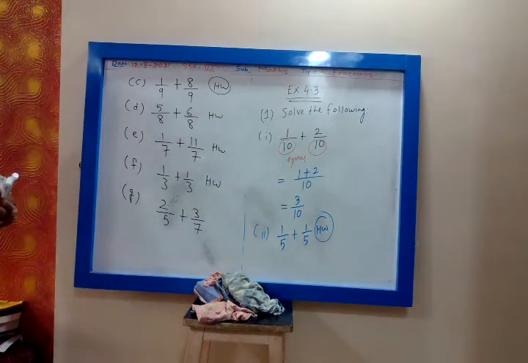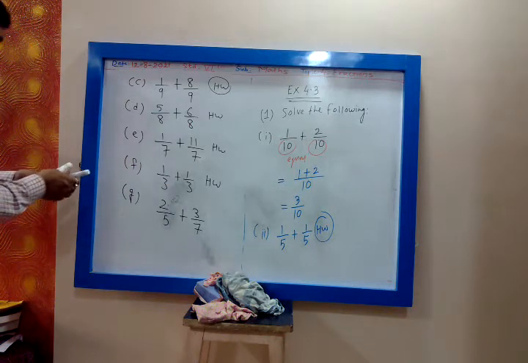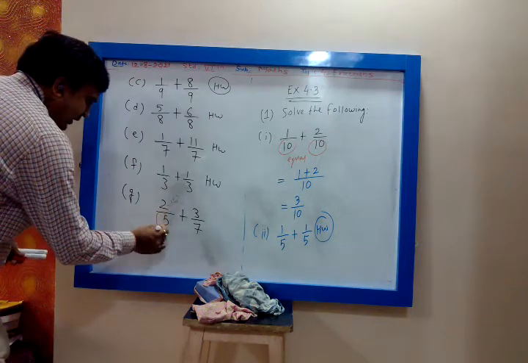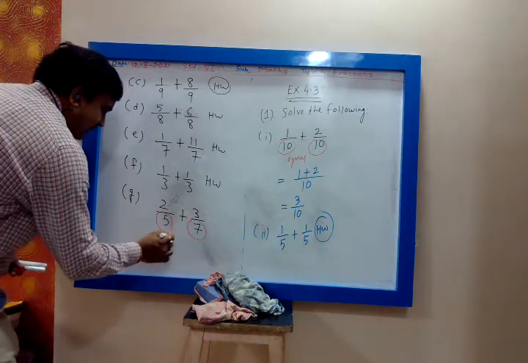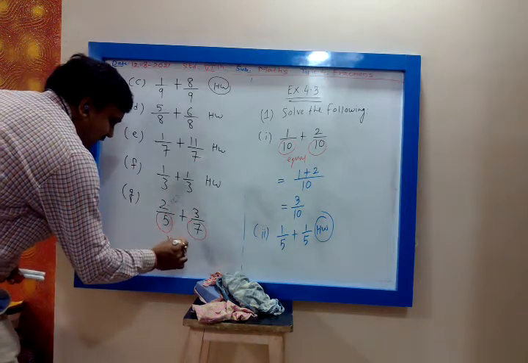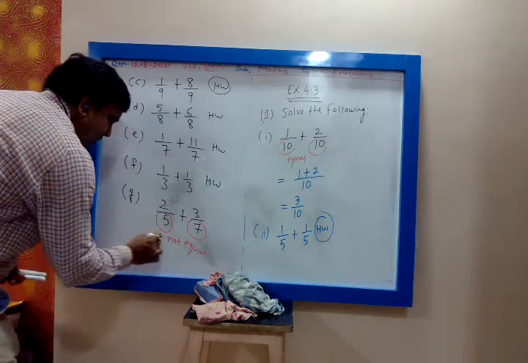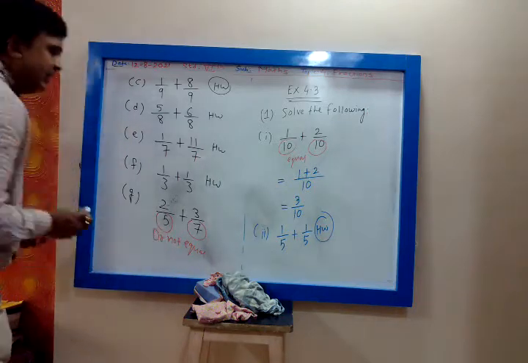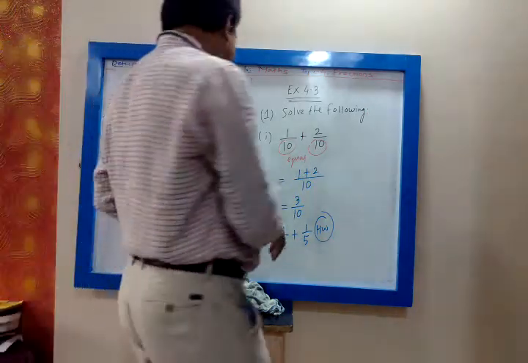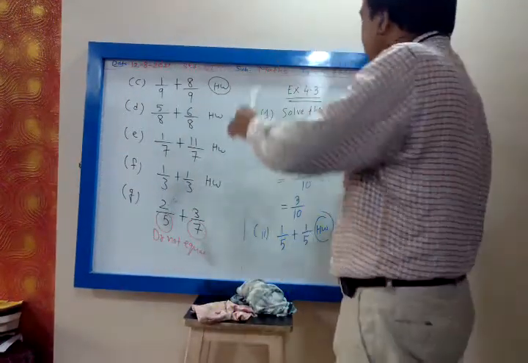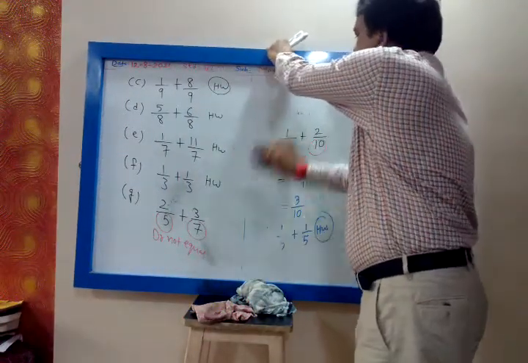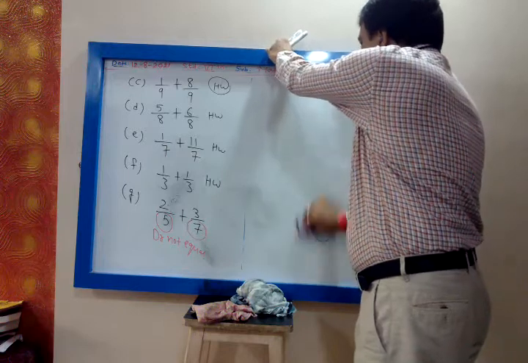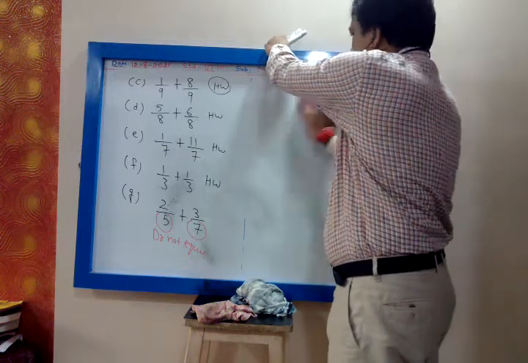Now see this. G, I will solve. Denominator is 5 and denominator is 7. They are not equal. So whenever denominators are not equal, what will you do? You will take LCM of denominators and make denominators equal.